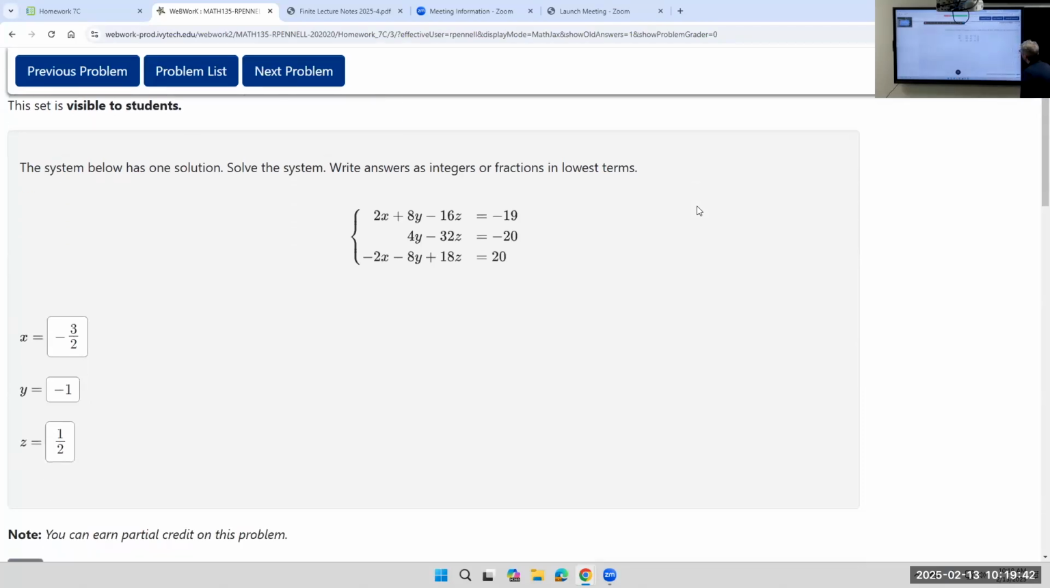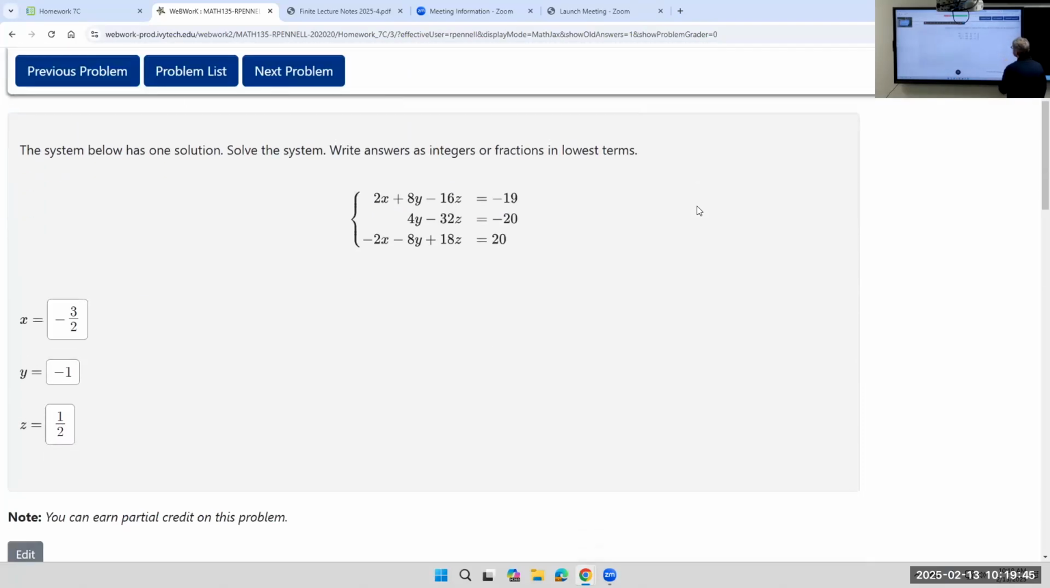So in this one, which is problem 3, it says the system below has one solution. Solve the system. Write the answers as integers or fractions in lowest terms. Okay, so the first two problems were turn this system into a matrix. The second one said, here's a matrix, do these operations. And the third one says, here's the system, find the solution. Okay, so this is our first one where we are expected to find the solution ourselves.